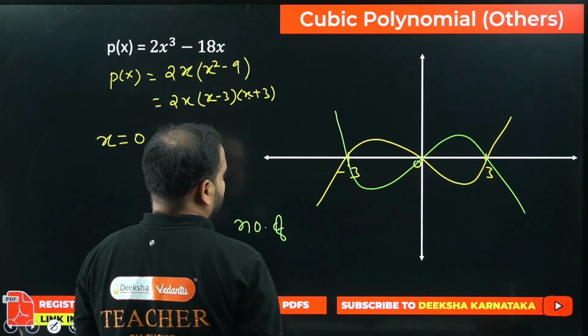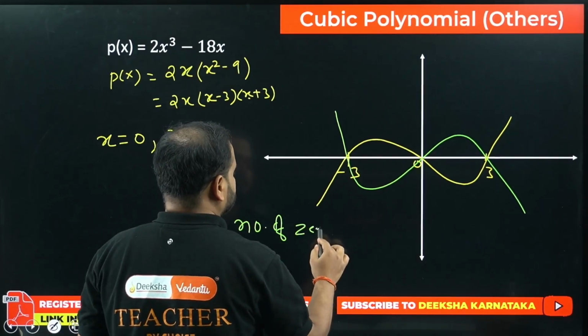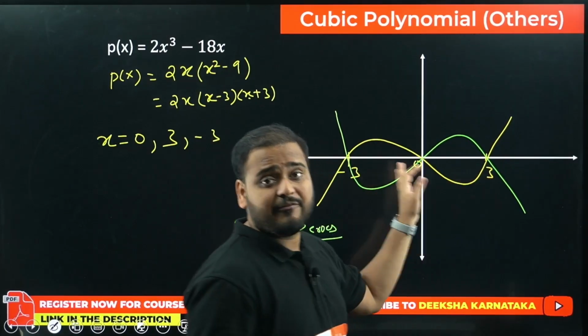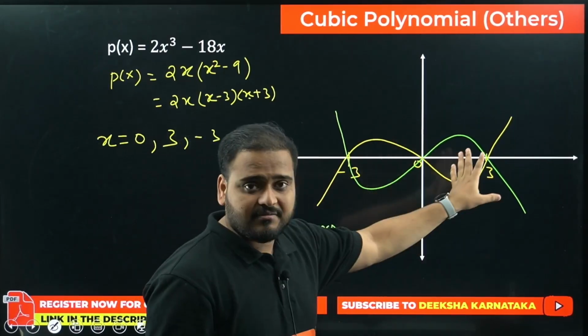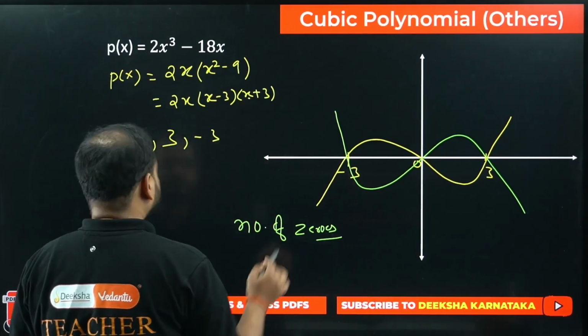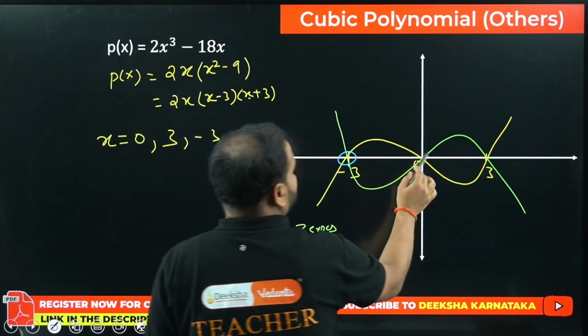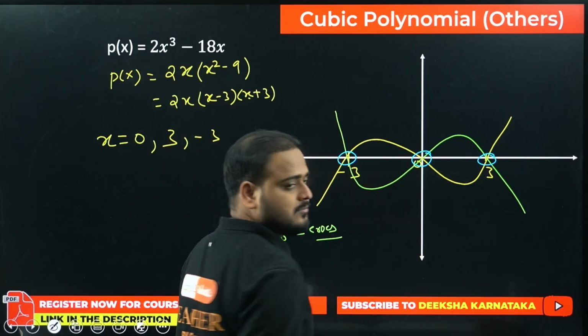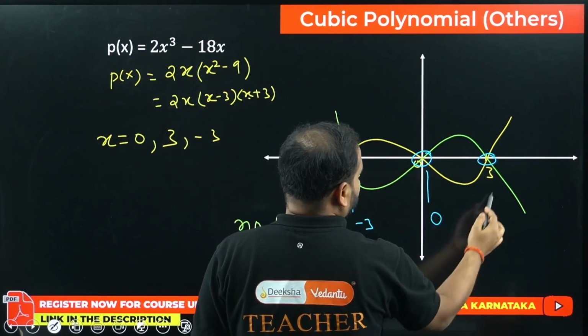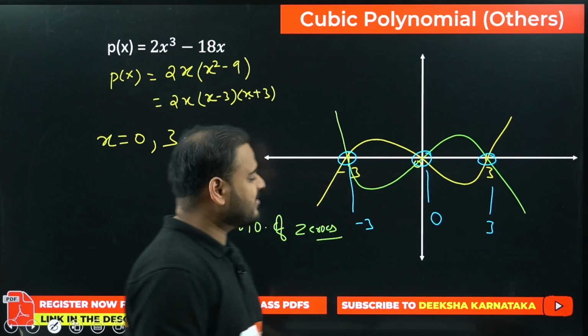The number of zeros. So in this concept, you have to look for the number of intersections with the x-axis. Whatever the curve is, if you see the cubic curve, how many intersections are there? Please check: 1, 2, and 3. So what are the values? Over here I have minus 3, over here I have 0, over here I have 3. For that reason, 3 zeros.